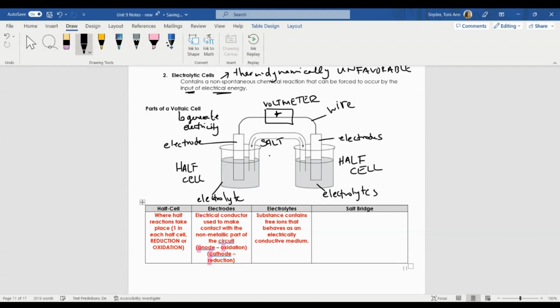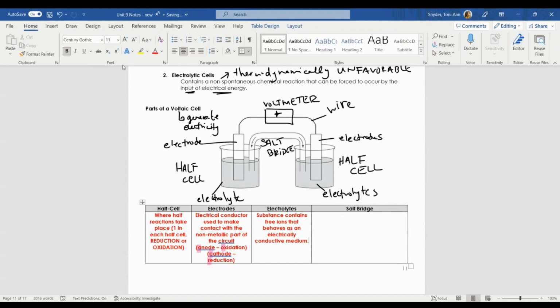This guy's called a salt bridge, and this salt bridge is super important. Let's get down what the definition of that salt bridge is. The salt bridge, let's go back up here and center it, is what connects the two half cells. It helps keep half cells neutral by allowing ions to flow between the two electrolytes.